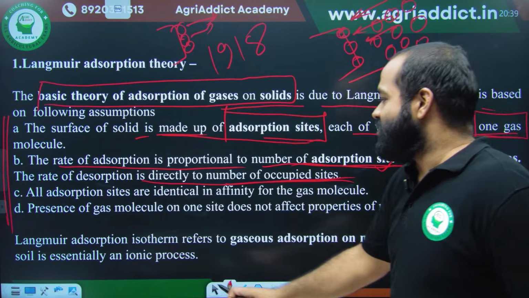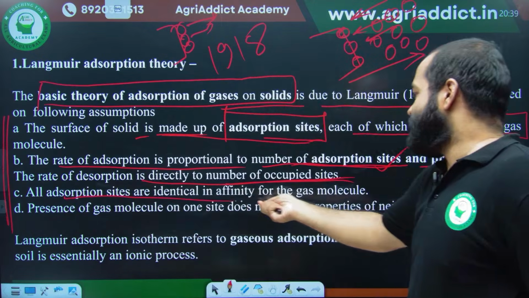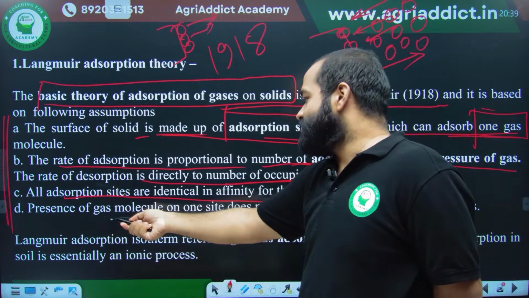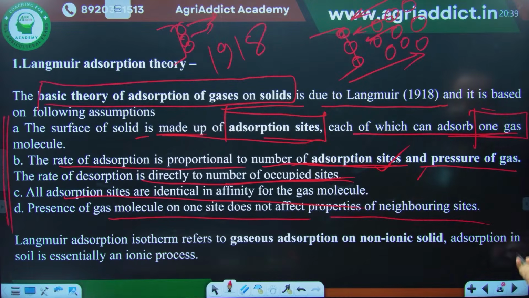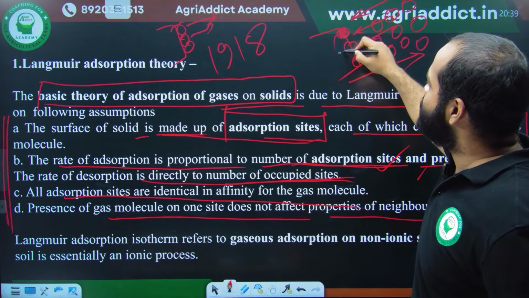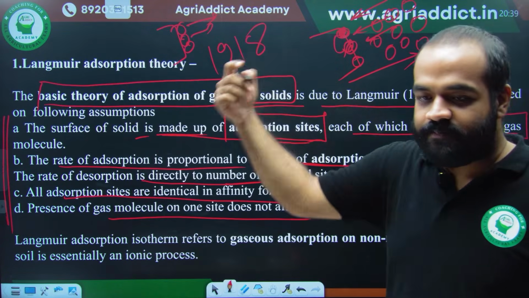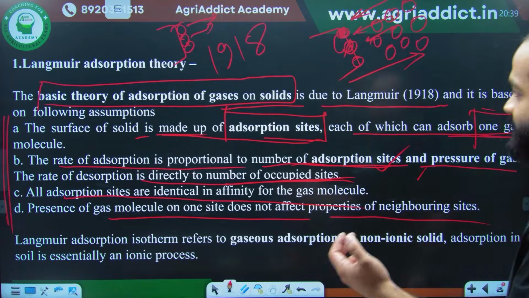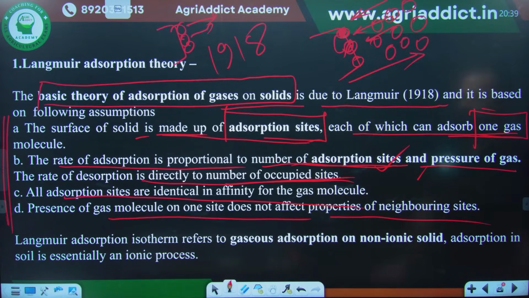Then the third assumption is all adsorption sites are identical in their affinity, and the fourth is presence of gas molecule on one side does not affect the properties of the neighboring site. मतलब यहाँ पे जो adsorption हो रहा है, that has no effect on adsorption on the neighboring site. These are the 4 assumptions.